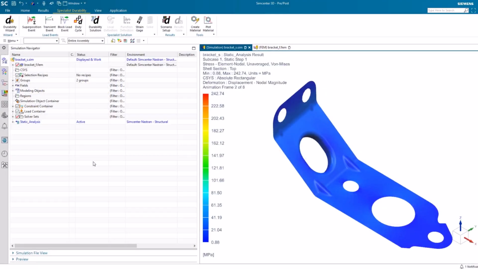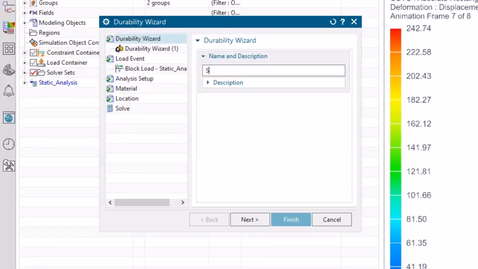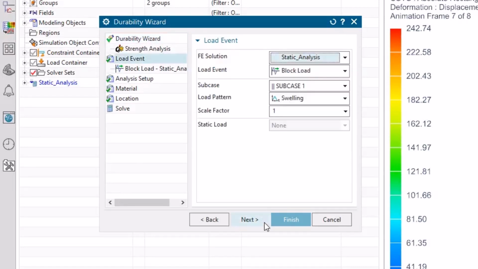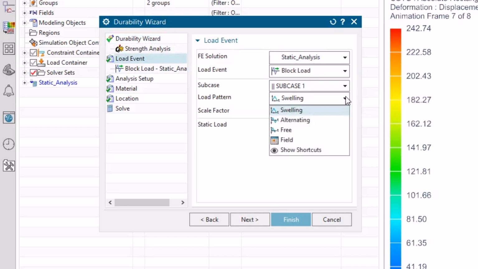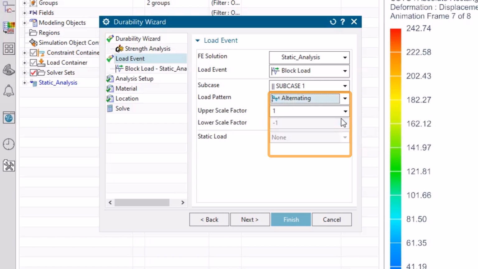Durability Wizard allows you to quickly verify that a design meets static and fatigue design requirements. The Durability Wizard can be launched from the ribbon. The necessary structural analysis inputs are already pre-selected, and the load events predefined, to quickly initiate your analysis definition.